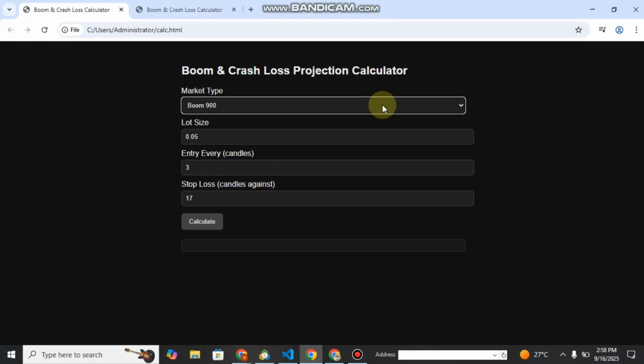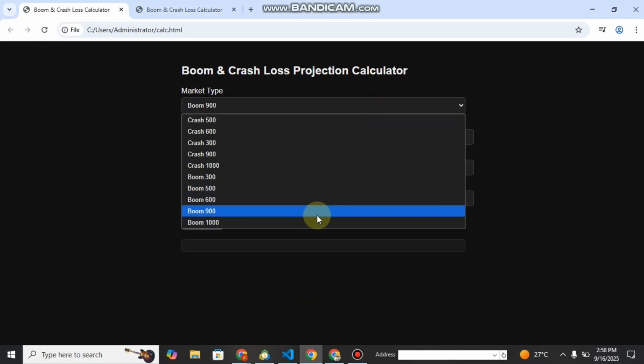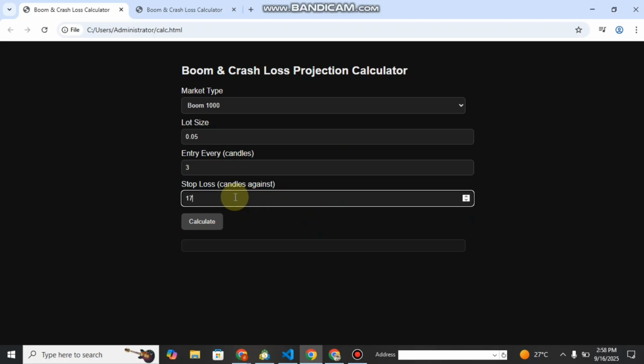Remember, this is a free tool. So I'll come here and check Boom 1000. And then stop loss candles, it has given me that the stop loss is 10.